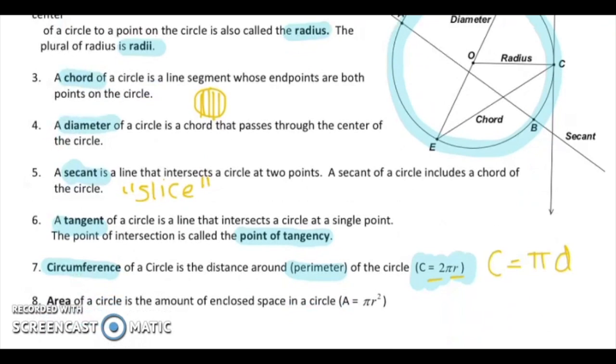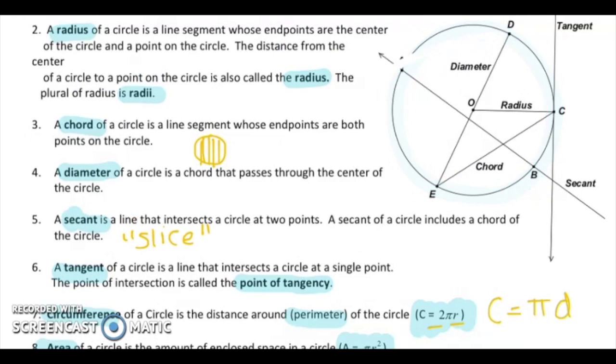And then the last word is area. An area of a circle is the amount of enclosed space. The area formula is area equals pi r squared. And when we talk about the area, we are referring to all the space that's enclosed within that circle.